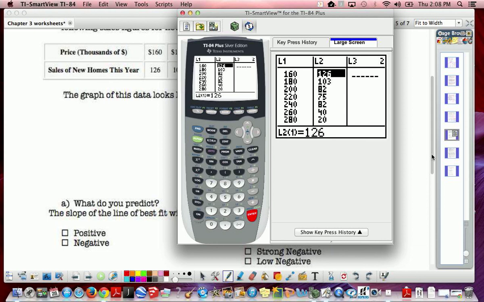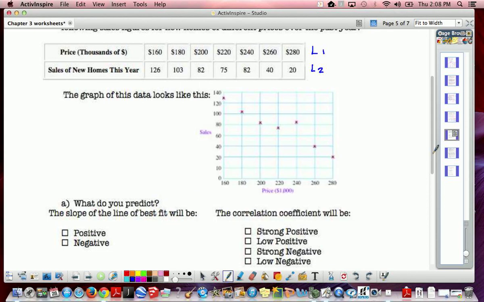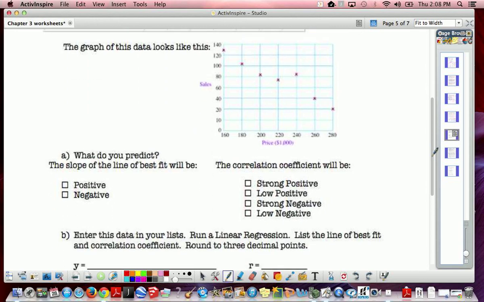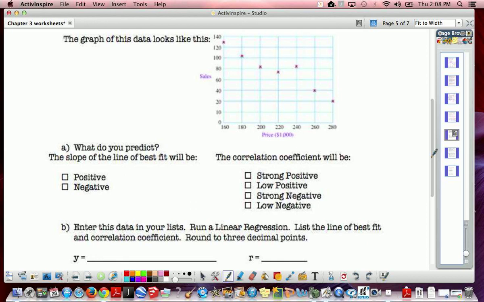What's nice about the problem is they actually do the graph here for you, so you get a nice picture of it. Based on the graph, it asks what you predict the slope of the line of best fit will be: positive or negative? Since the trend seems to be going in this direction, we would definitely say that it is negative. Looking at how close those points are to the line that I sketched as a prediction line, I would say that it is strong. So I'm thinking it is strong and negative.